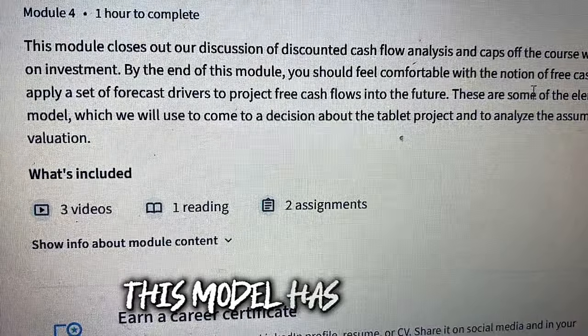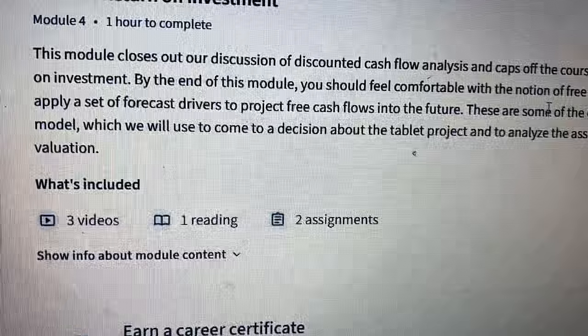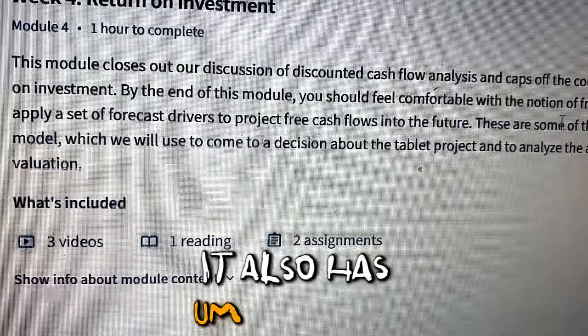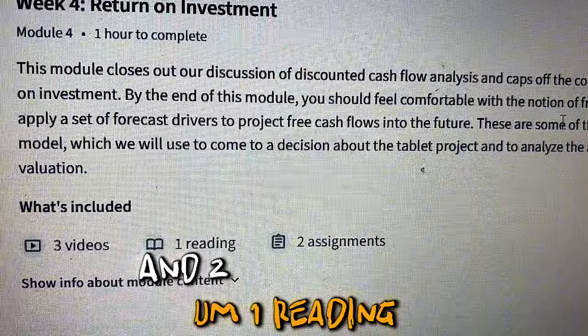This module has 3 videos. It also has 1 reading and 2 assignments.